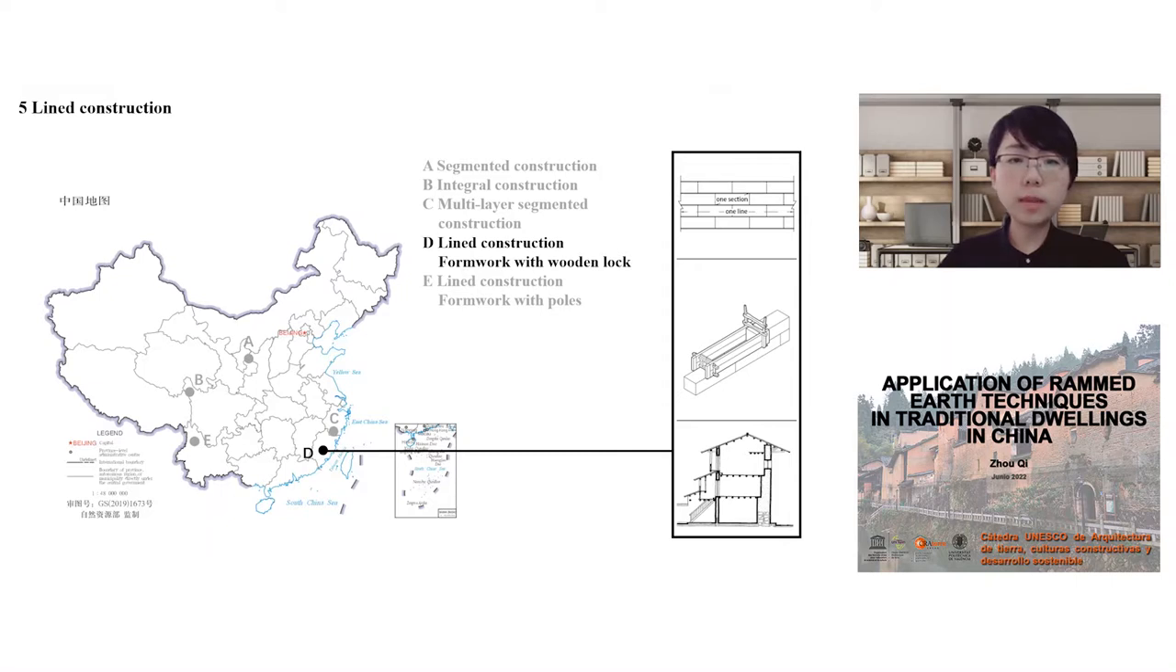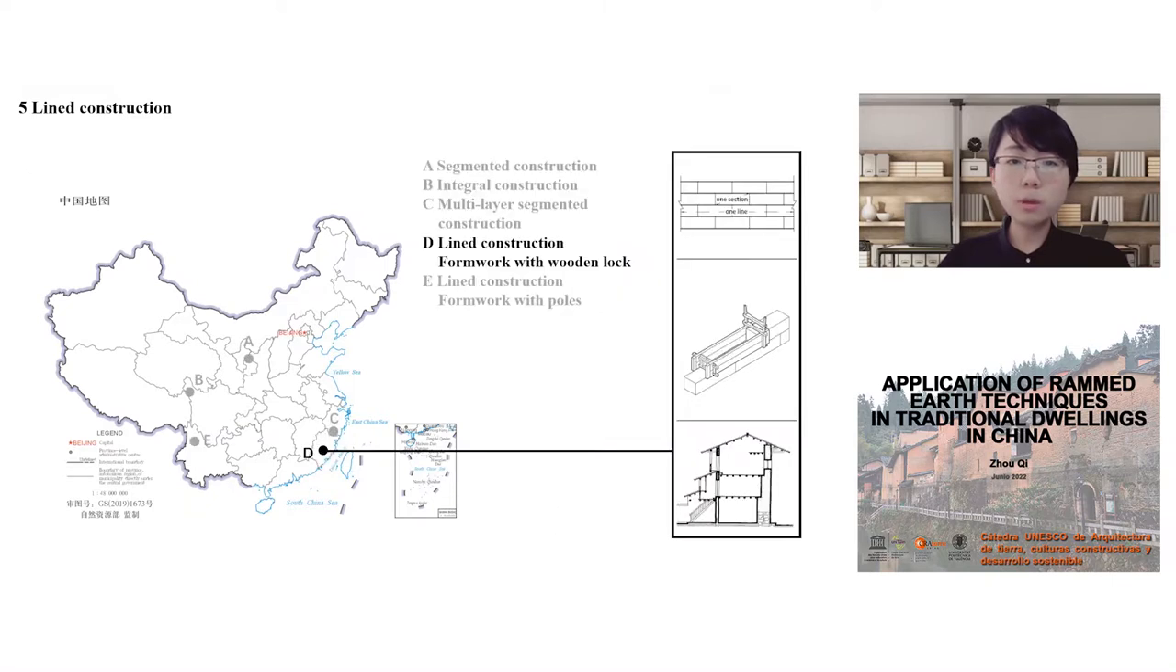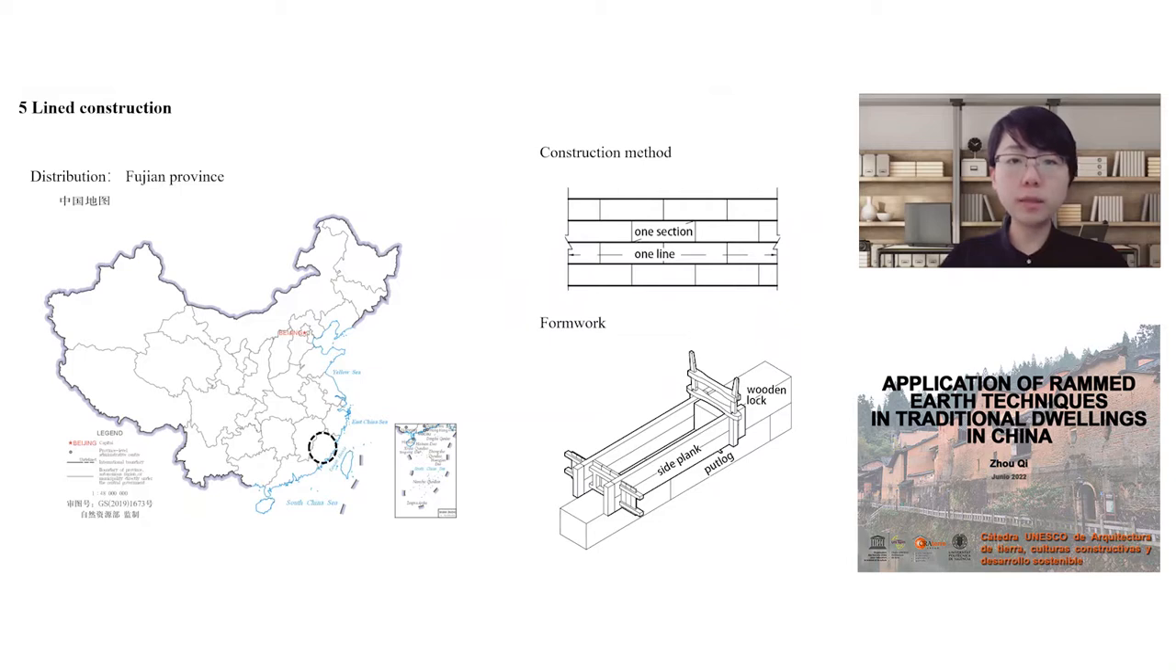The last one is the land construction method. It means that the whole formwork moves horizontally after ramming each section. And here I want to introduce two kinds of formworks. Start with the more famous one. It's used to build tulou in Fujian province.